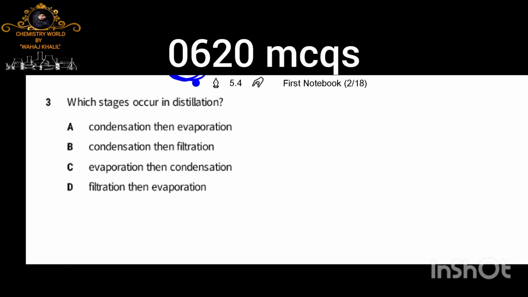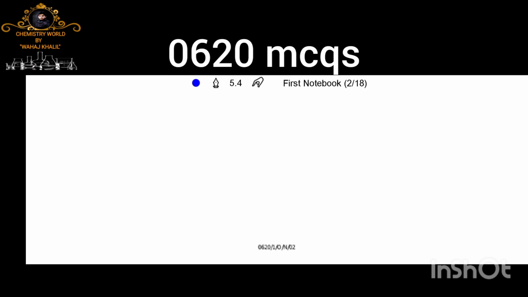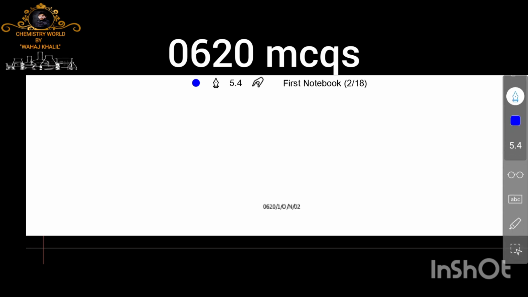This is MCQ number 3. Which stages occur in distillation? What is distillation? First of all, it is a process in which a liquid converts into a vapor by boiling, and then converts again into a liquid by a process of condensation. So first evaporation, then condensation. So it's C.